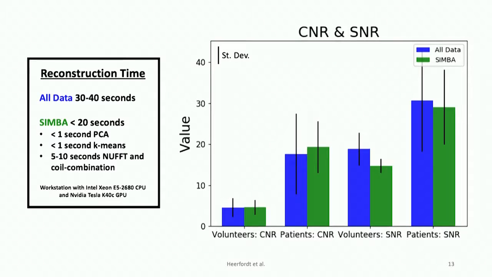In terms of CNR and SNR, we had slightly improved CNR. We paid a penalty in terms of SNR, mainly because we have more noise in the background since we reconstruct less data.